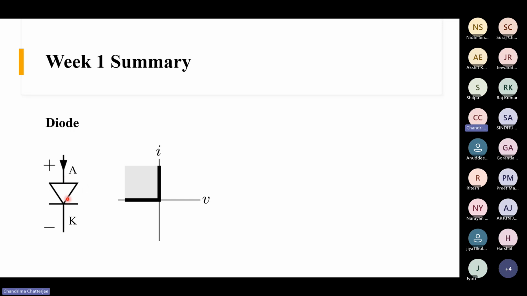So the symbol of the diode is something like this. There is a line, and there are two terminals, as you can see. One terminal we call the anode, and the other one we call the cathode, right? Some of you must already know what a diode is. Do some of you know what a diode is and how it functions?